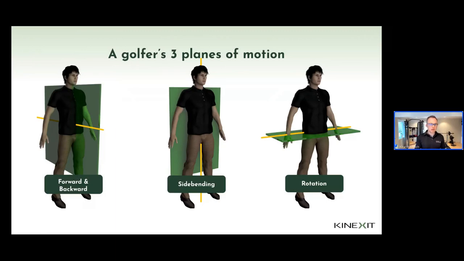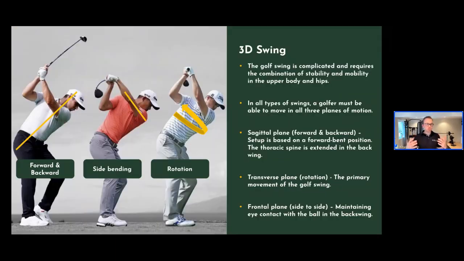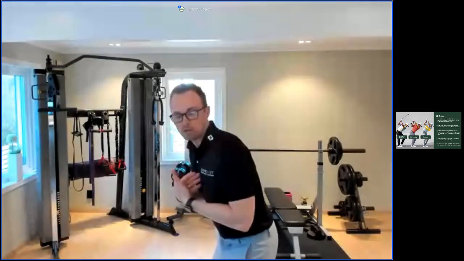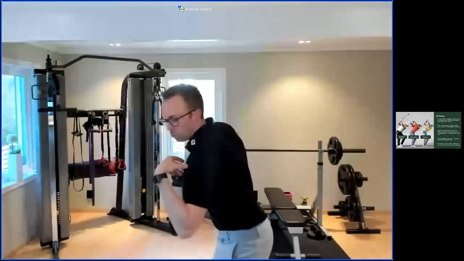And at the end of the day, if we look at it, there's so many great golfers out there. But I can see a lot more similarities than I can see irregularities. Well, in this case, they can all move in three planes, which most of us know really well. I mean, at the end of the day, it's nothing new. We know that we need to get into this position where we're bending forwards. We need to be able to rotate.